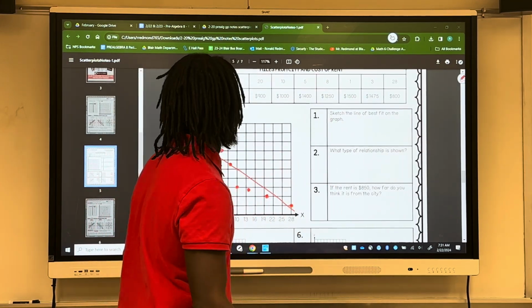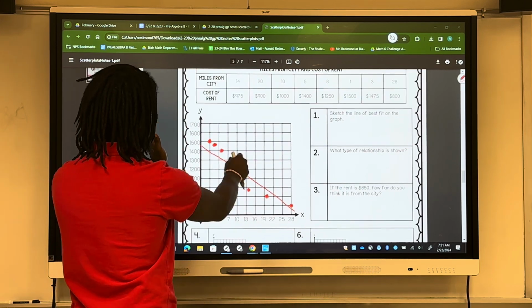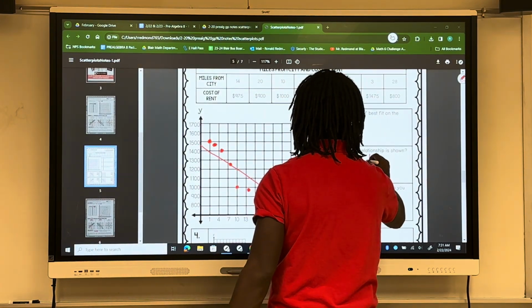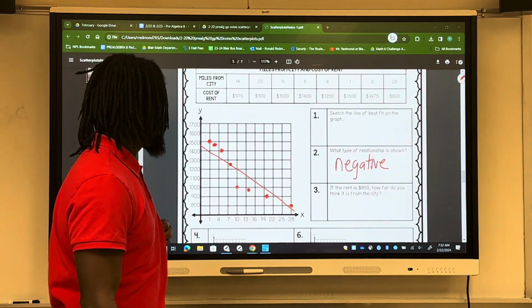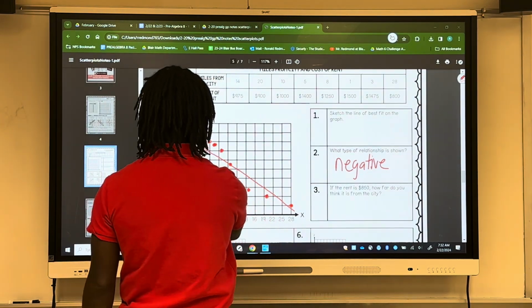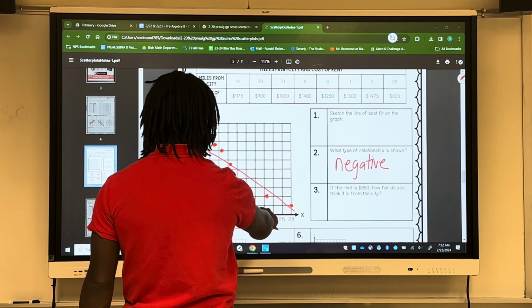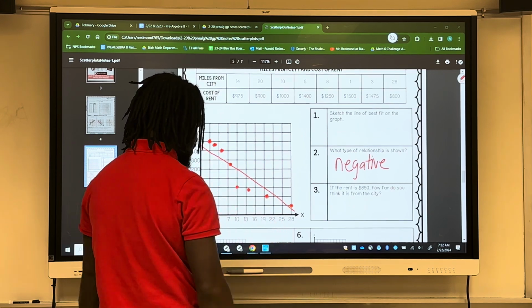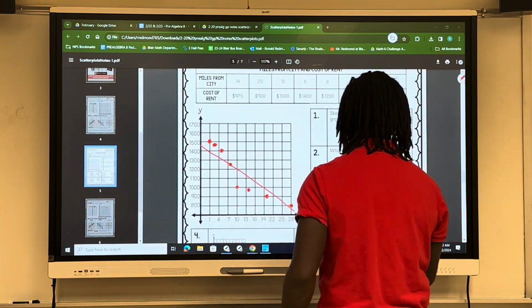Which type of relationship is shown? Well, our points, as they are going to the right, they are decreasing in value, and so that is a negative relationship, all right? And then if the rent is $850, how far do you think it's from the city? Well, 850 is somewhere down here. So it would be between, right? If it's 850, it would be somewhere between here. So I would say, probably somewhere like 23 miles.